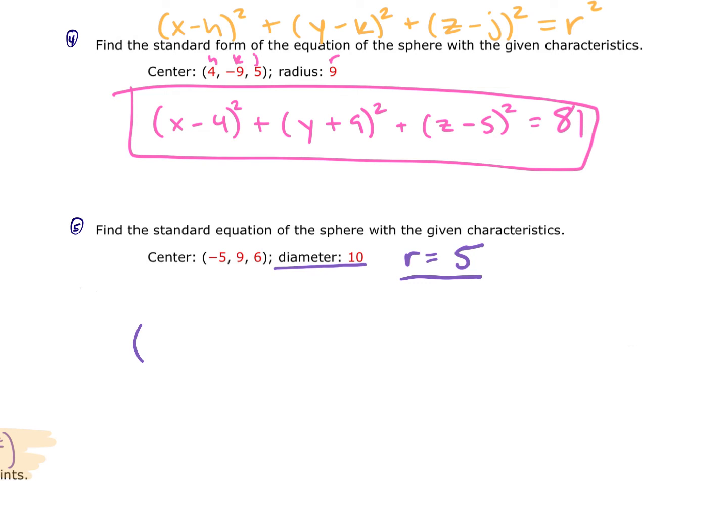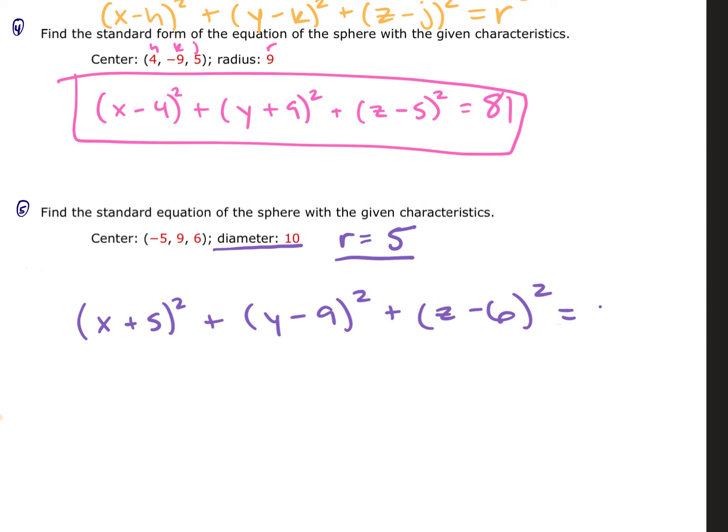So we just plug everything in. So I have x plus 5 squared plus y minus 9 squared plus z minus 6 squared. And that's equal to what? 25.